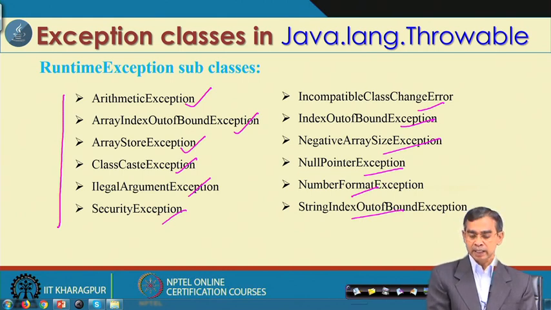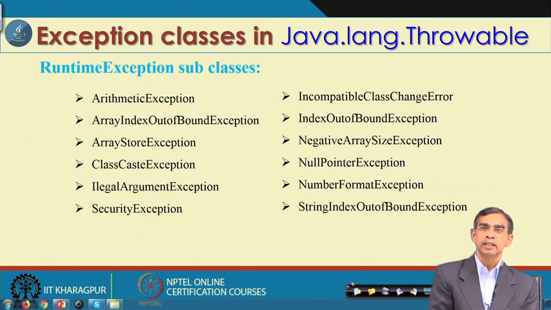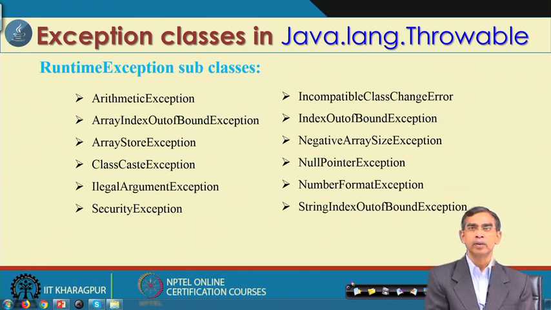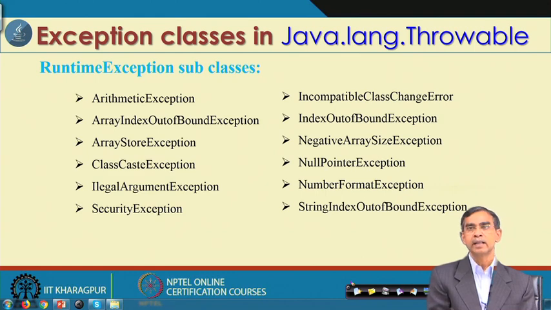Now, these are the different types of exceptions that the Java developer provides automatically. These are built-in exception types, which are already there in the RuntimeException category of the Throwable class. These are the frequently occurring exceptions related to different situations.